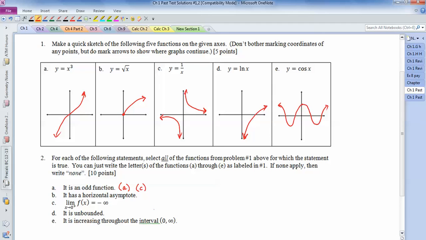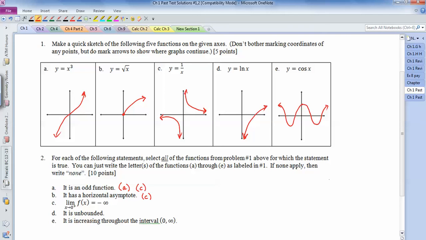Horizontal asymptotes. So the ones that have a horizontal asymptote approach a specific value way out at infinity and negative infinity. The only one that does that is C. That's it. Nothing else actually has a horizontal asymptote.